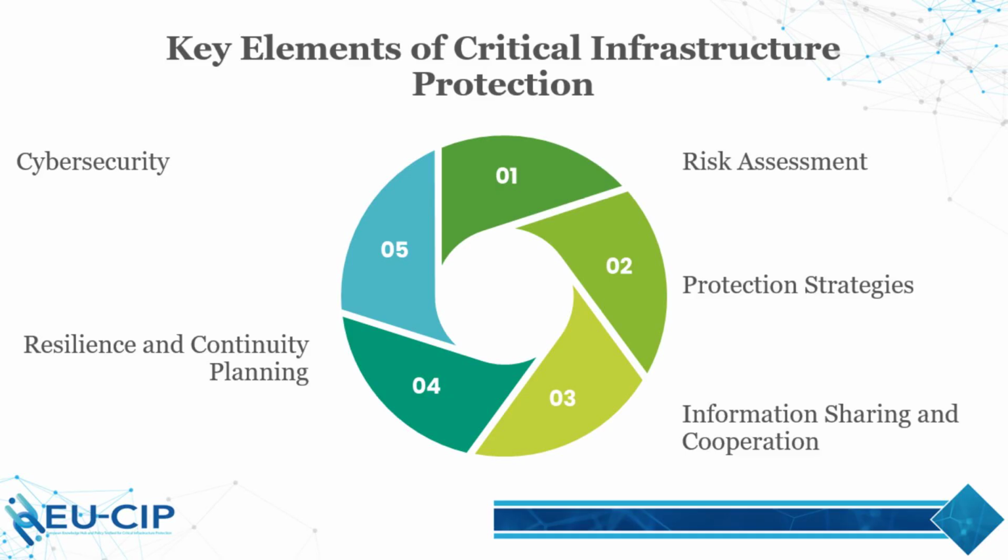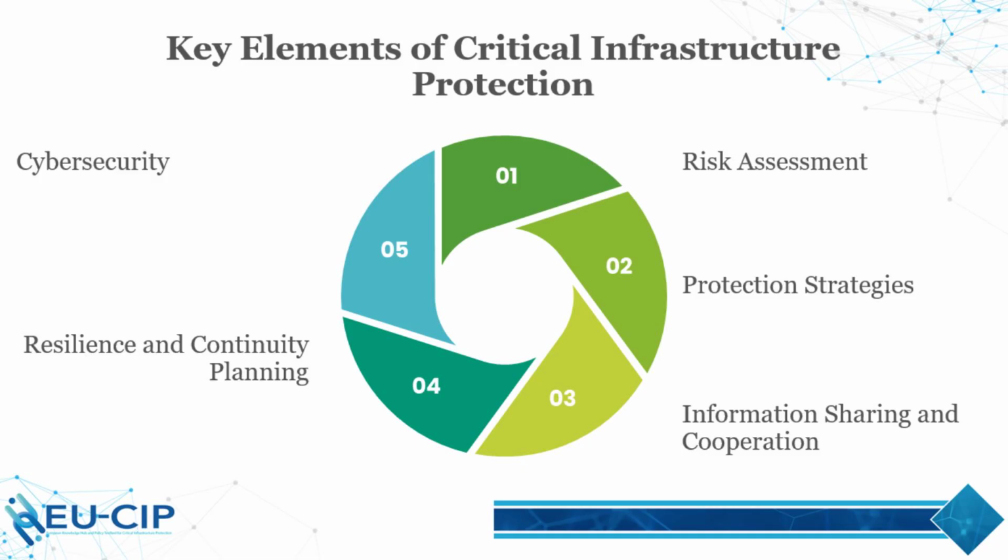A. Risk assessment. Identifying and understanding the risks and vulnerabilities that critical infrastructure faces is the first step towards effective protection. Risk assessment involves evaluating the potential impact of threats, the likelihood of their occurrence, and the resilience of infrastructure assets. B. Protection strategies. Once the risks are identified, suitable protection strategies can be developed to mitigate these risks. These strategies encompass a combination of physical, technical, and organizational measures tailored to the specific needs of each sector and asset. C. Information sharing and cooperation.